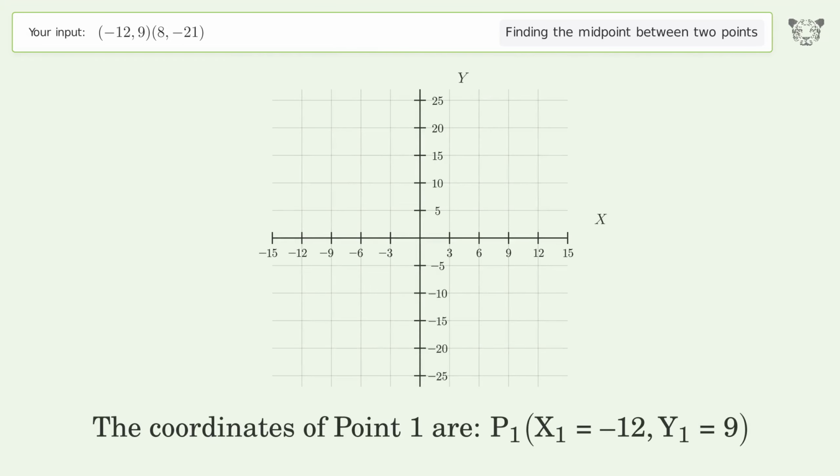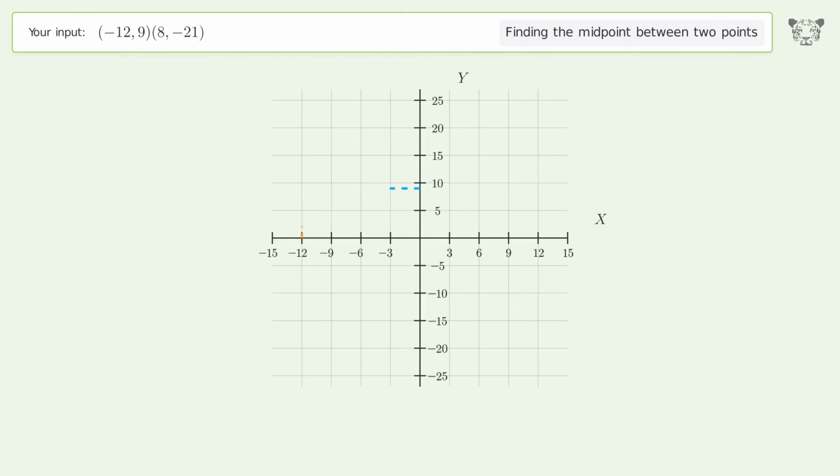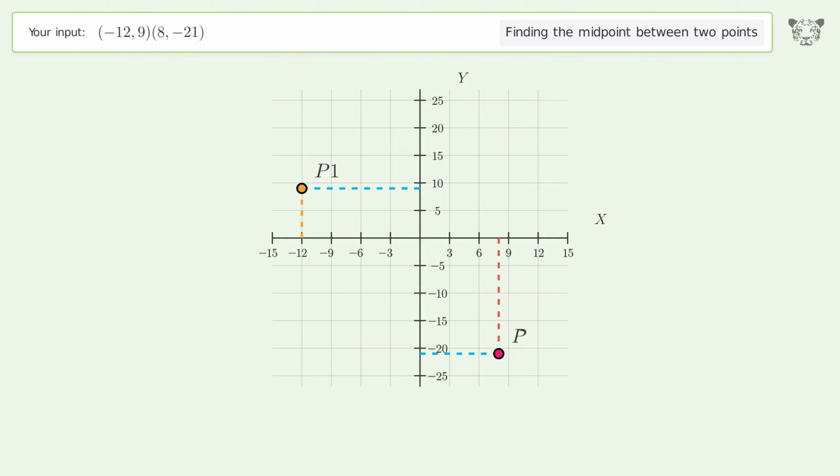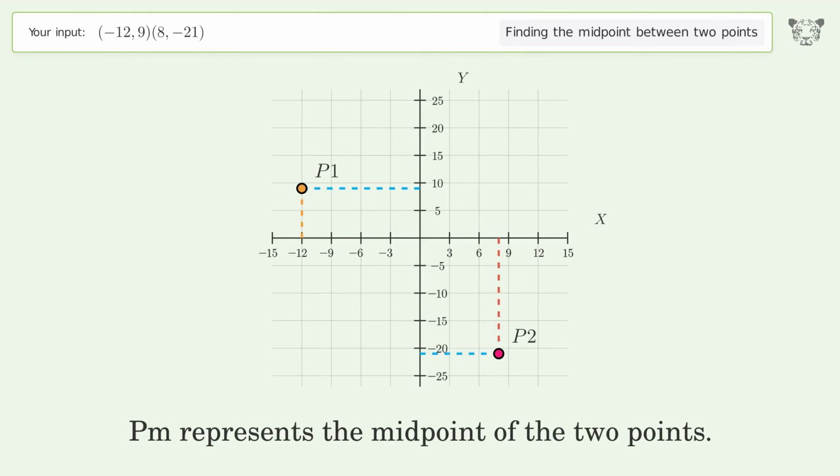The coordinates of point 1 are x1 equals -12, y1 equals 9. The coordinates of point 2 are x2 equals 8, y2 equals -21. PM represents the midpoint of the 2 points.